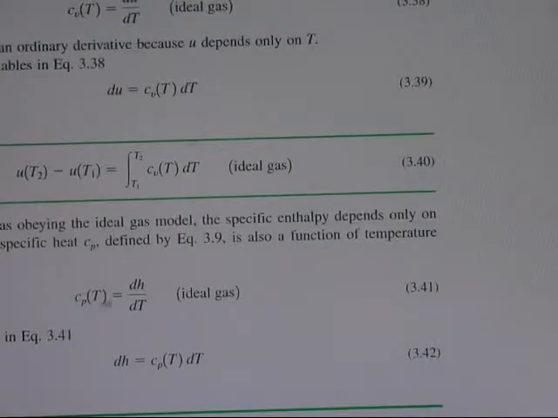As for the constant pressure specific heat, depending on the pressure, CP(T) equals dh by dT. dh by dT is the change of enthalpy with the change of temperature. So dh by dT equals CP(T). Therefore, the change of enthalpy can be calculated as CP(T) dT.